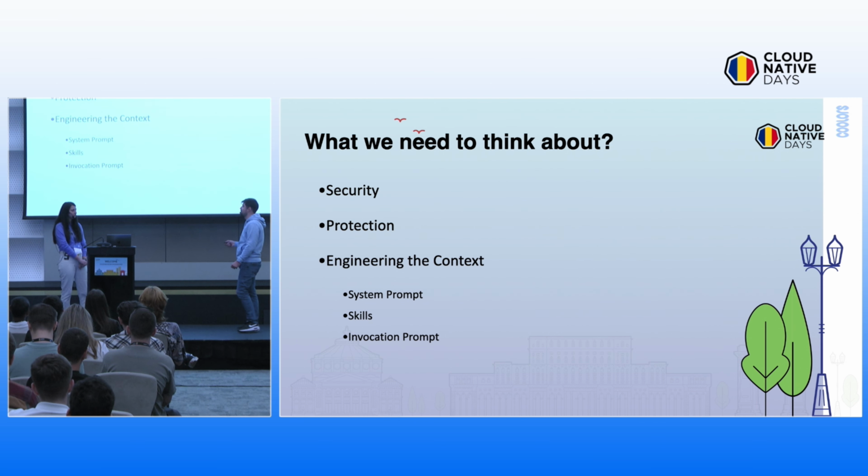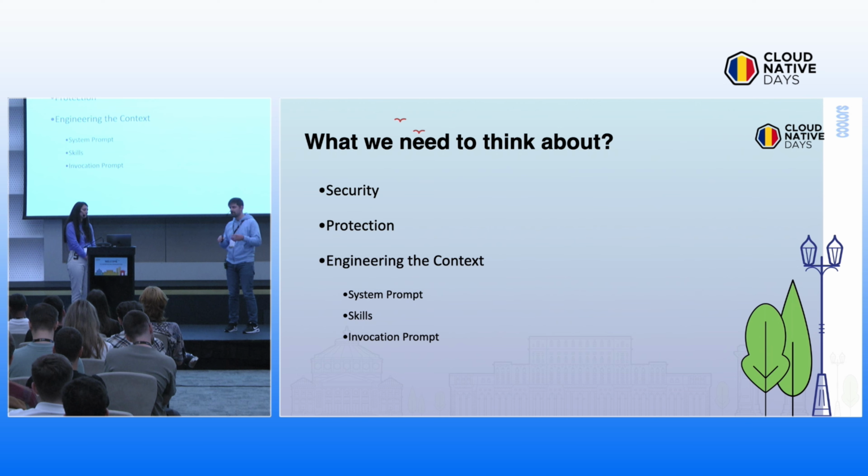And finally, and probably the most important part of this talk, is engineering the context. On this slide, I'm going to talk about 3 things, but there are actually 4, and Velmira will continue on the next slides with the 4th one. The first one is the system prompt. Basically, this gives you the frame in which the agent is working. This gives boundaries that shouldn't be crossed in any normal circumstances.